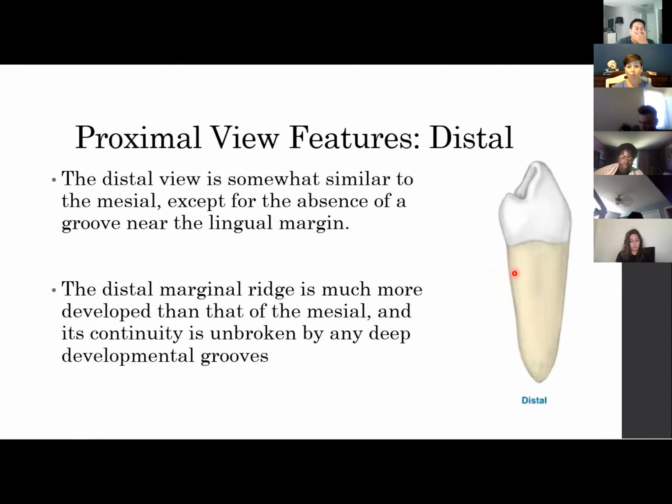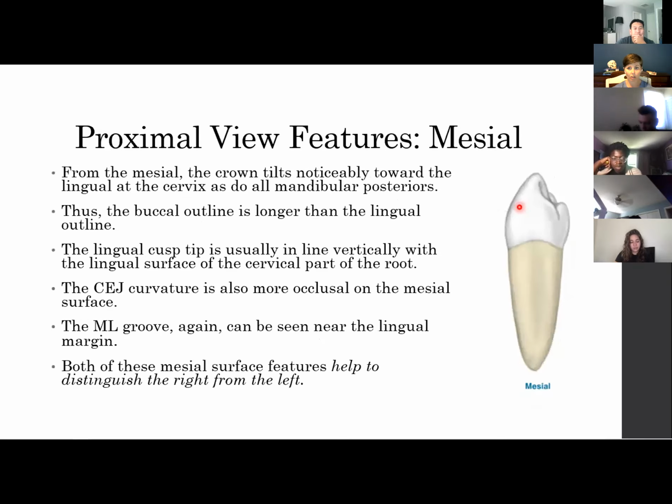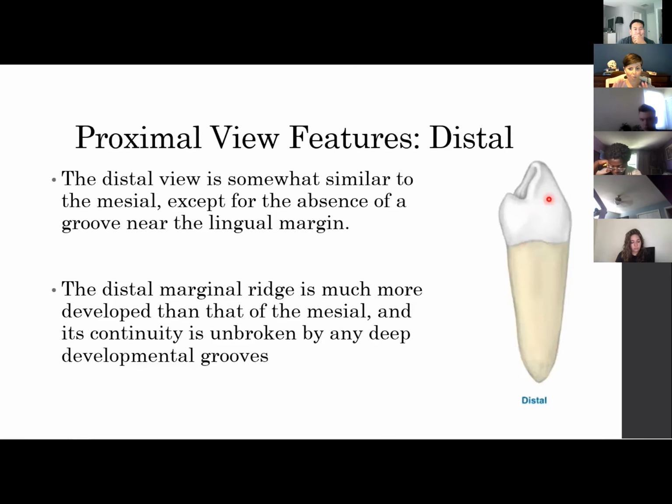The distal marginal ridge, which is here, is more developed than on the mesial, because on the mesial, you can almost see into it a little bit, right? Whereas the distal almost kind of covers it up a little bit. You can't see into the occlusal. And its continuity is unbroken by any deep developmental grooves. So there's no deep groove that you can see there to peek into, like you're trying to look into something almost. Does that make sense? Looking at the two.